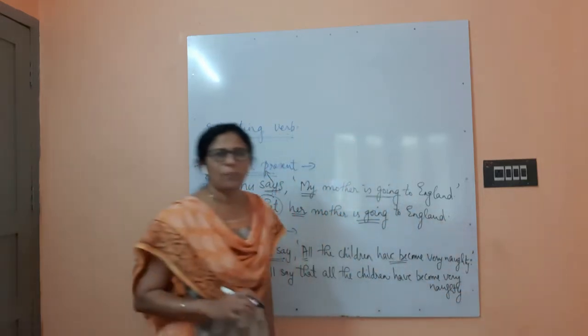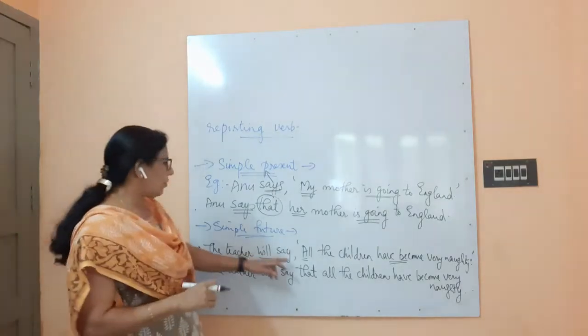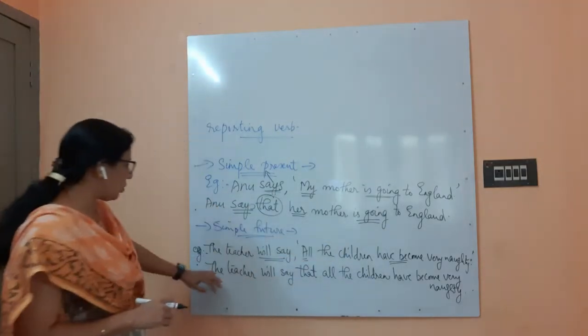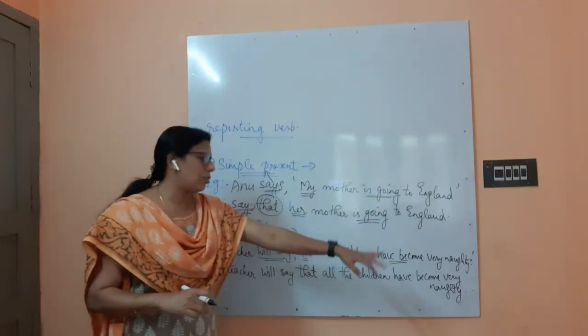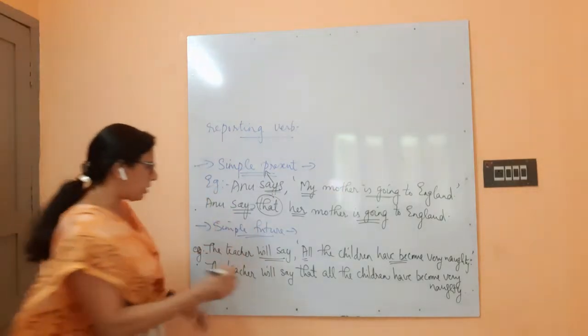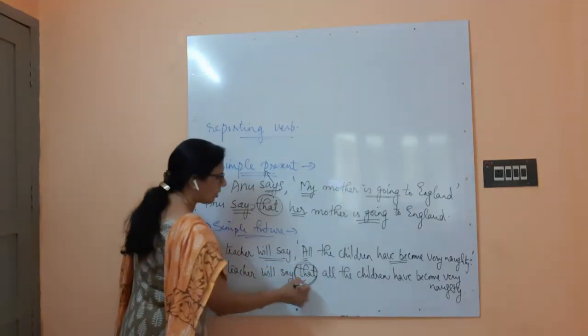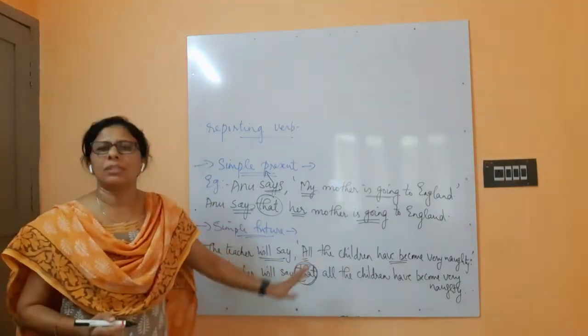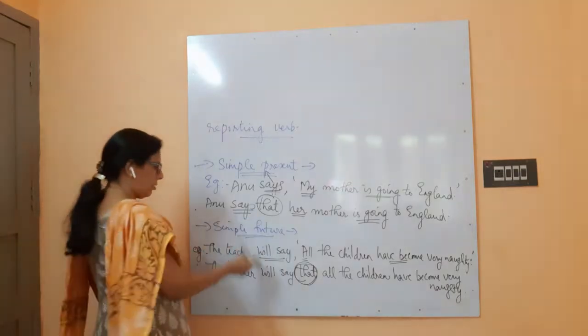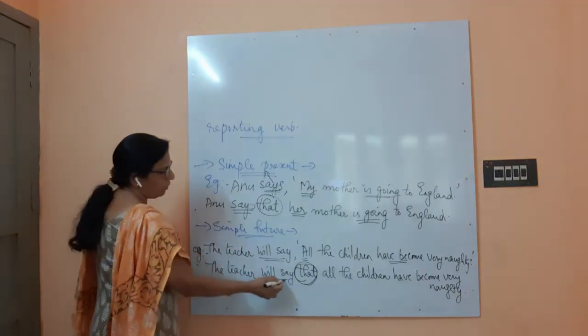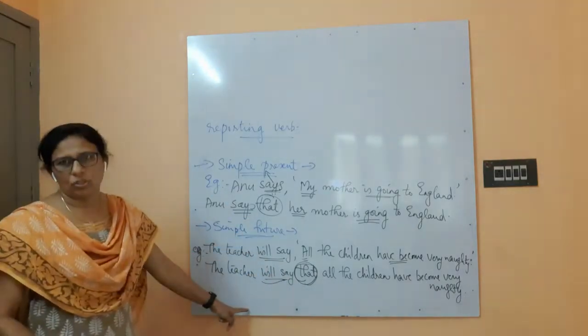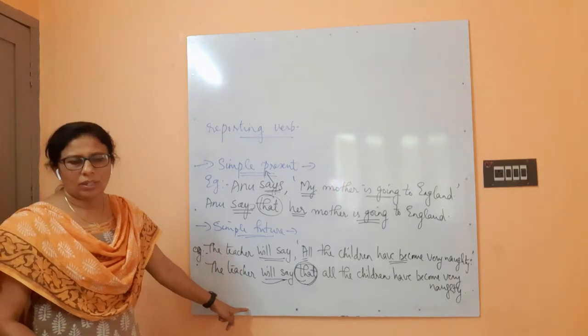And full stop. So the teacher will say, all the children have become very naughty. The teacher will say that all the children have become very naughty. There is no change. Only we have used the conjunction that, remaining everything is the same. The reason is why? Because the reporting verb that we have used is simple future. Hope you got it.